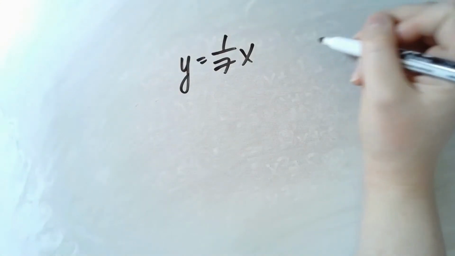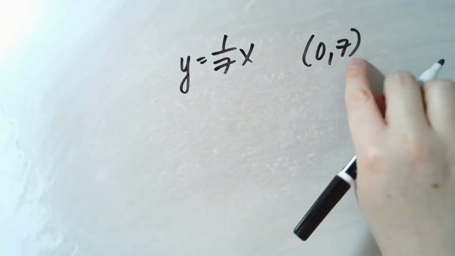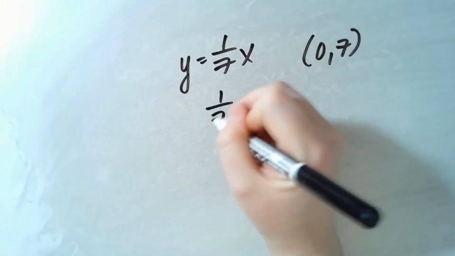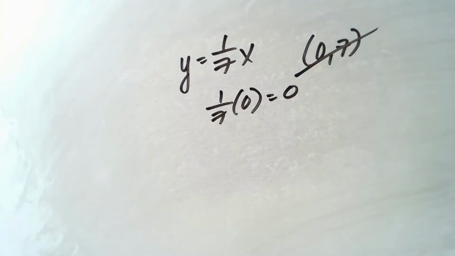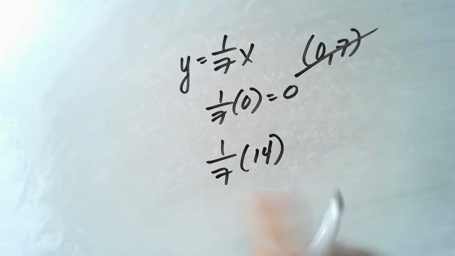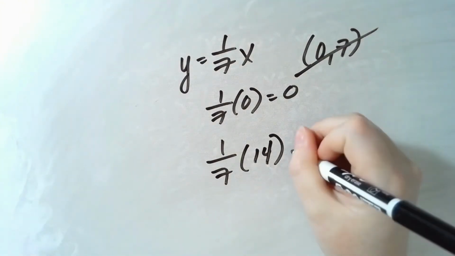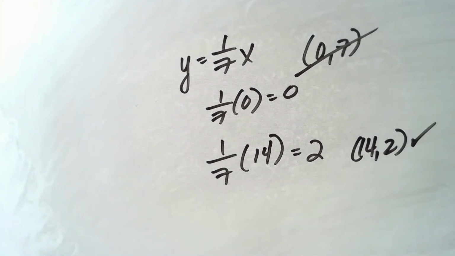So for example, if I wanted to check A, I would plug in 0 for x and see if I got 7. So I plug in 0 for x, and I get 0. So that doesn't work. You're going to keep doing that until you find one that does work. In this case, you're going to find that 1/7 times 14 is equal to 2, and so 14/2 works.